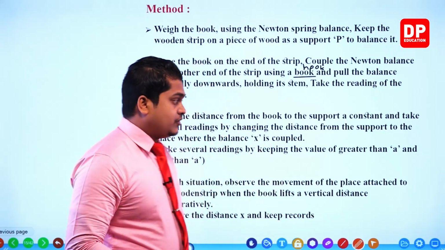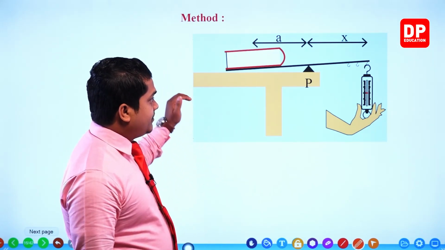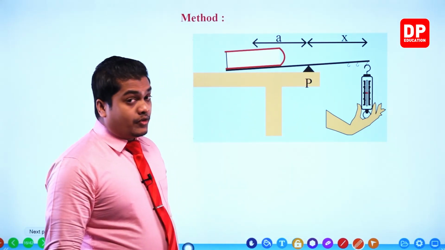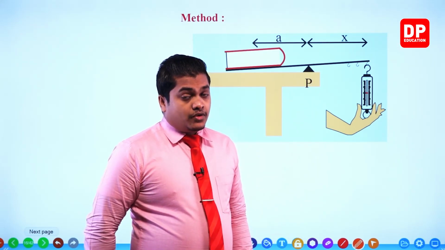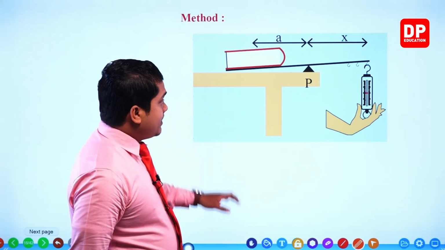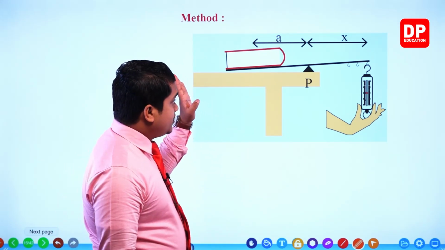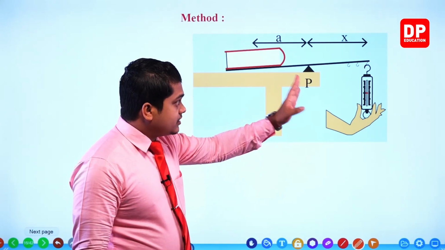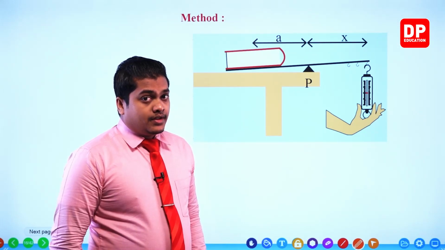Once again, I'll explain by using the diagram. So this is our diagram. First of all, you have to keep the wooden log or wooden strip on the tabletop like this, then you can give a support, or place a wedge like this, so that it will balance. Then, my dear children, you have to place the book from the other side. Then, without changing the distance between the wedge and the book, you have to apply forces at the other side of the wooden strip or plank.